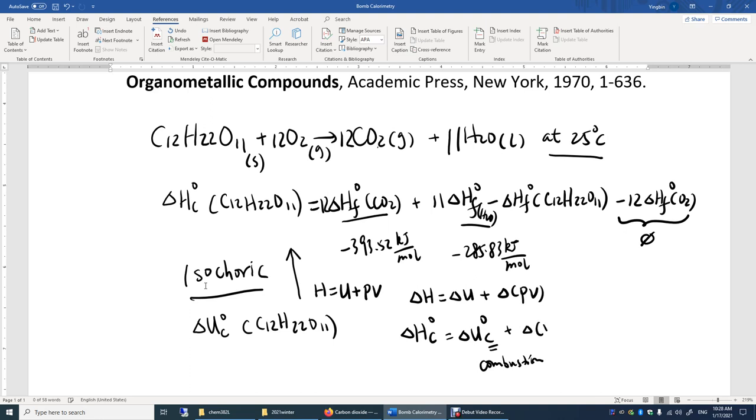Plus delta PV. Over here, this is delta PV per mole sugar. Per mole sugar. All right, this is because when we're talking about enthalpy of reaction, when we're talking about internal energy of reaction, they are typically in kilojoule per mole. We are referring to the combustion of one mole sugar in this case.